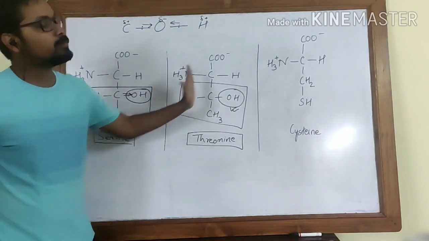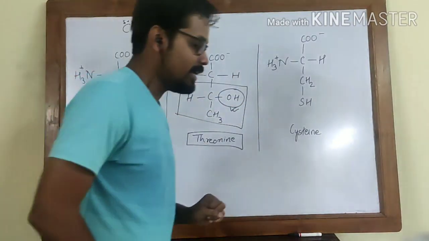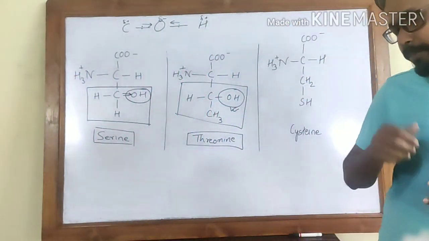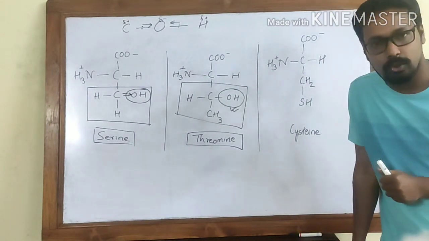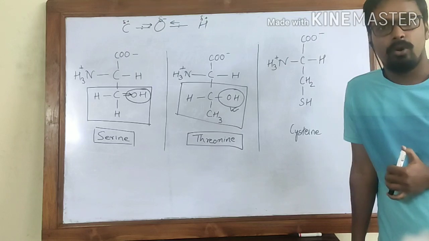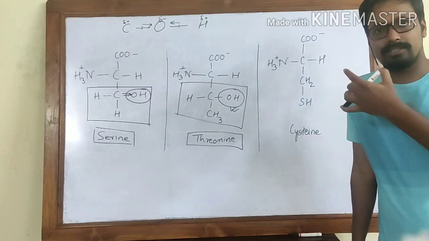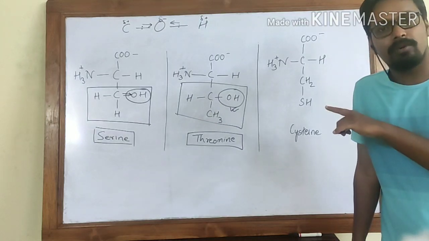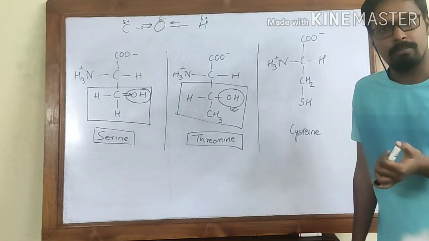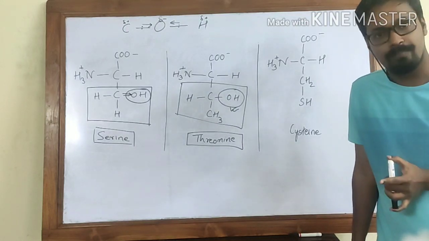Now let's move on to the next one, which is cysteine. I hope you remember that in my last video I said there are only two amino acids which contain sulfur. One is cysteine and the other is methionine. Methionine we studied in our non-polar amino acids. Hope you remember that one. It contains one sulfur.